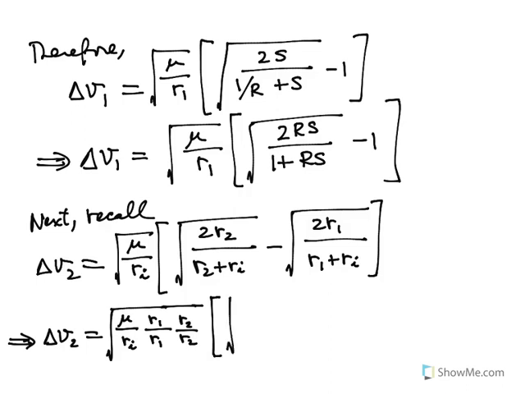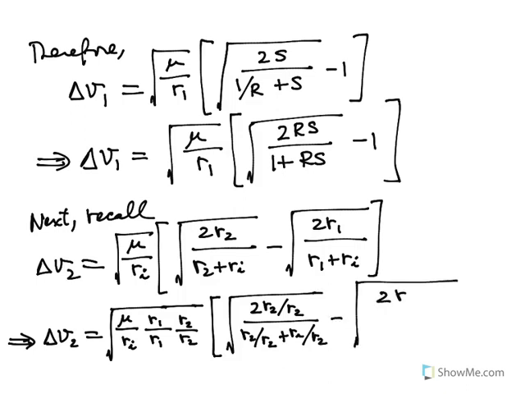Now I'm going to divide everything again through by R2. If I divide everything through by R2, I get 2R2 divided by R2, all divided by R2 divided by R2 plus Ri divided by R2, minus the square root of 2R1 divided by R2, all divided by R1 divided by R2 plus Ri divided by R2. So that now allows me to rewrite this delta V2.